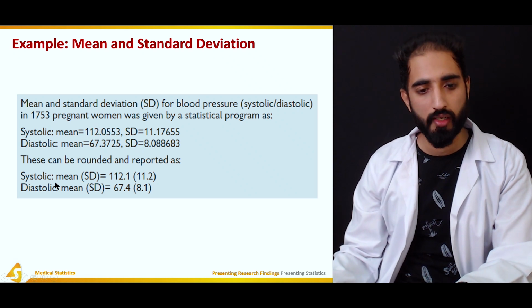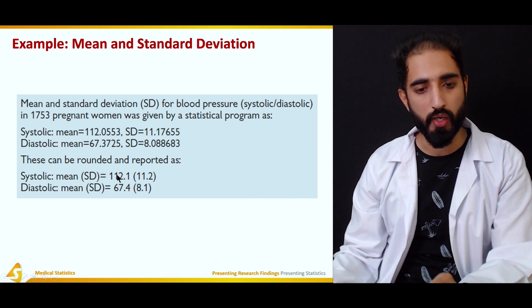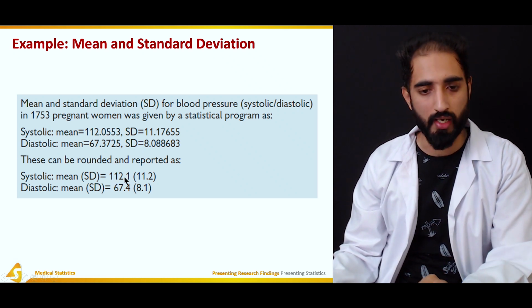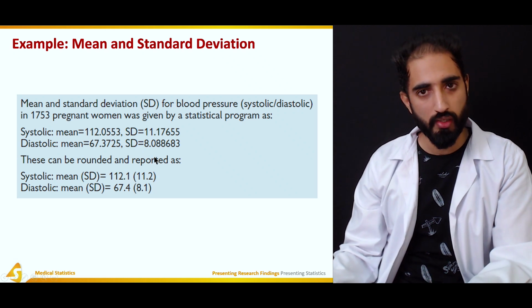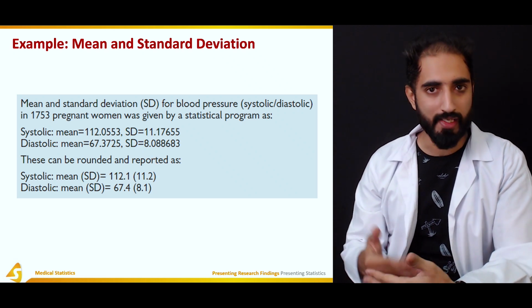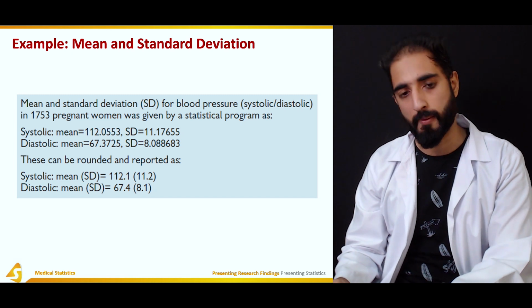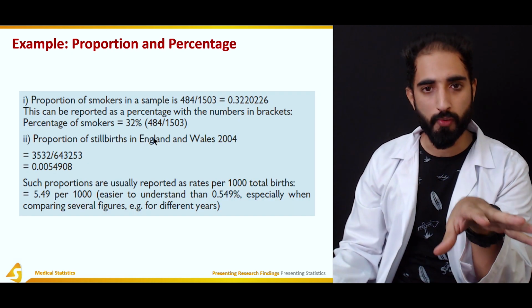So systolic mean and standard deviation to 1 decimal place: 112.1, very easy to understand, easy on the eyes. And similarly 11.2. Now it is giving the same information, but it's clutter-free, it's easy on the eyes, it's easy to understand. Now how to present proportion and percentage.